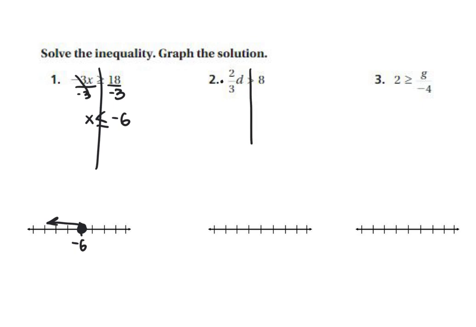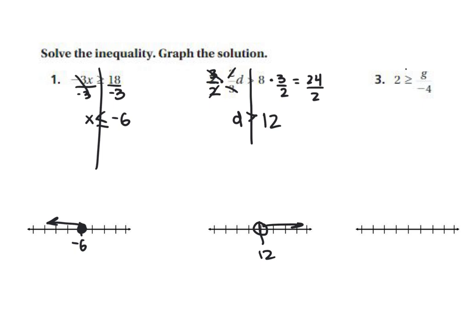For number 2, we're going to multiply by the reciprocal, so we'll multiply by 3 halves. 3 over 3 cancels, and 2 over 2 cancels, leaving you with D. On the right side, we'll multiply by 3 halves. 8 times 3 is 24, and 24 over 2 is 12. So D is greater than 12. Arrow pointing to the right, circle stays open.